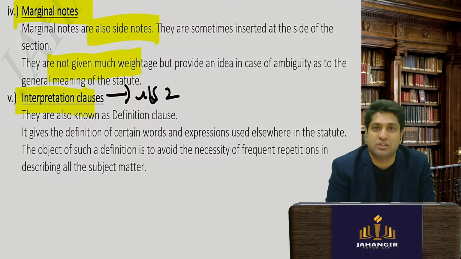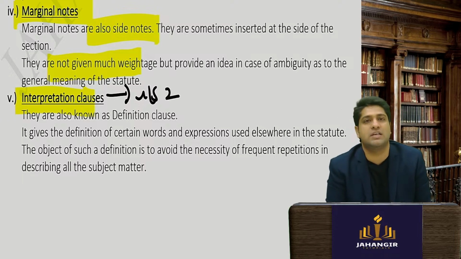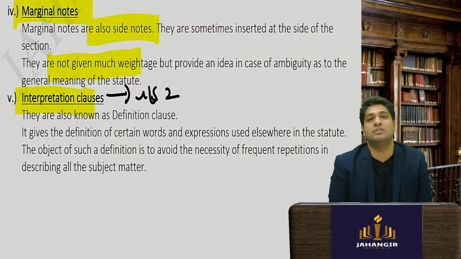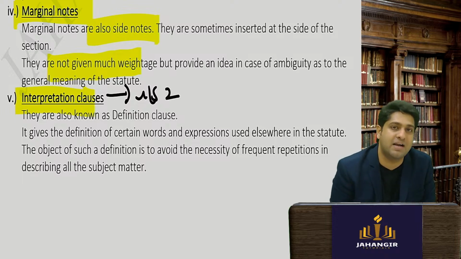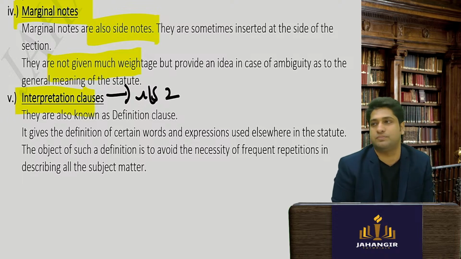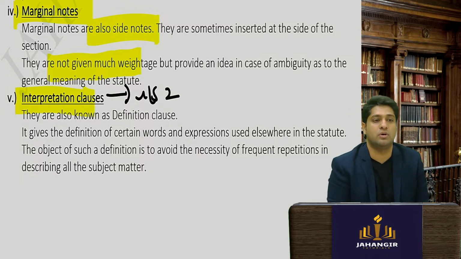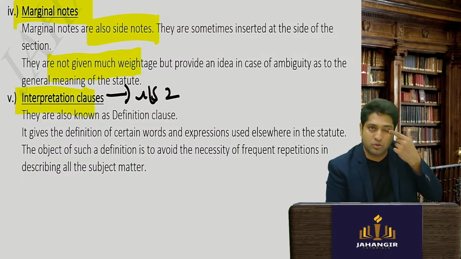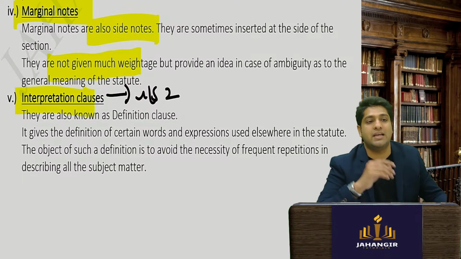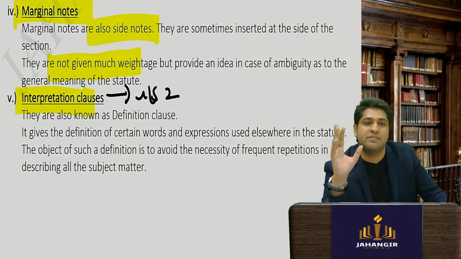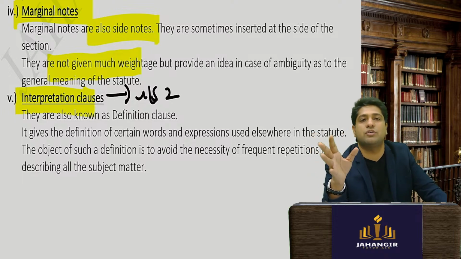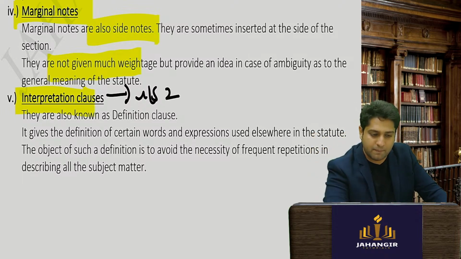Then come marginal notes. Certain notes are given in the margins. Sometimes they give you references of the amendment, the form number and name, and when it was amended. They give you some definition there, like the person here means so and so. So marginal notes are side notes, inserted at the side. They are not given much weightage, but in case of ambiguity, we can refer to them.